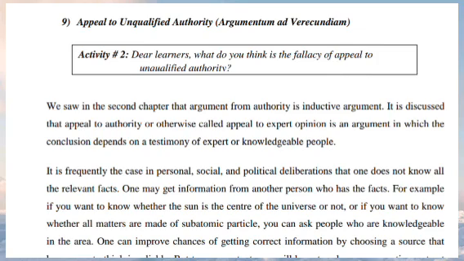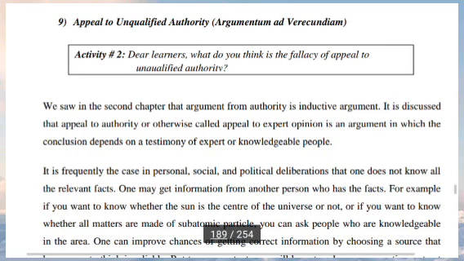So there are 6 groups of fallacies of weak induction, 6 types of fallacies, so let's see each of them one by one.